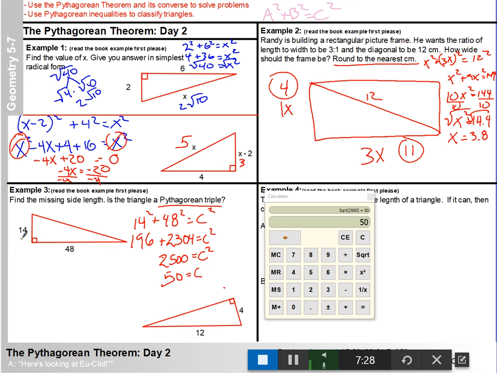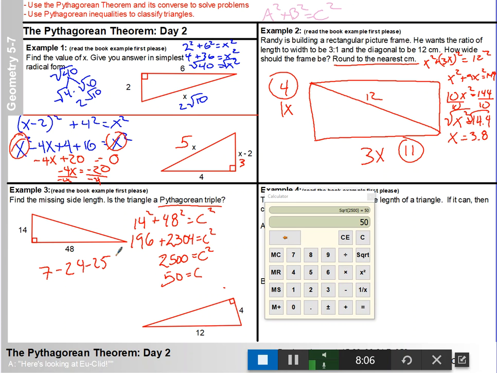I can't help but notice that 14, 48, and 50, they're all even numbers, which means I can divide them all by 2. So a Pythagorean triple, you're not going to hear about 14, 48, 50 triangles, because the parent, the foundation of all these triangles, we can go back. We can factor out a 2. And so we get 7, because 14 divided by 2 is 7, 24, 25. So that is the Pythagorean triple that we're working with, just with a scale factor of 2.